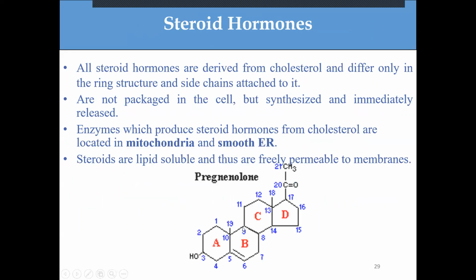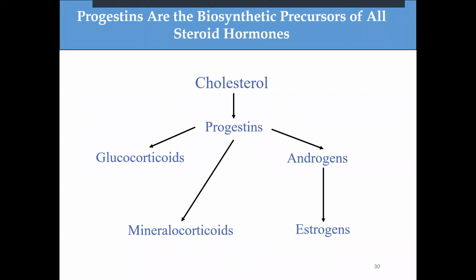Like we said, cholesterol makes the steroid hormones. This process happens inside the mitochondria and the smooth endoplasmic reticulum. And the key thing is that you never ever package steroid hormones. You just make them and then immediately release them. All right? This is just the basic overview of the synthesis pathway.